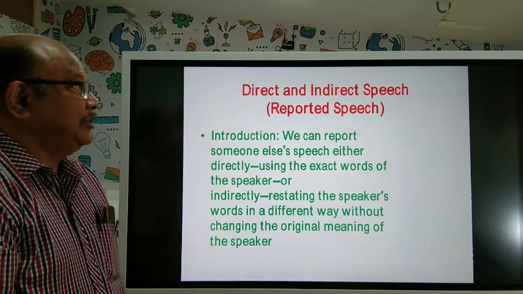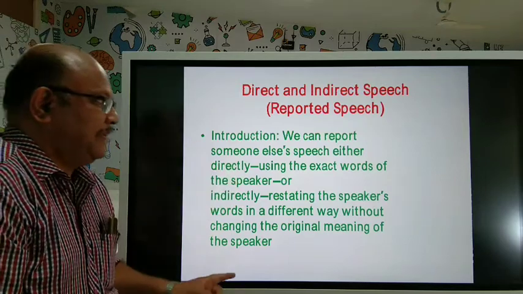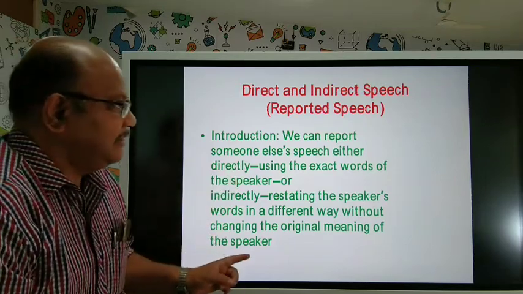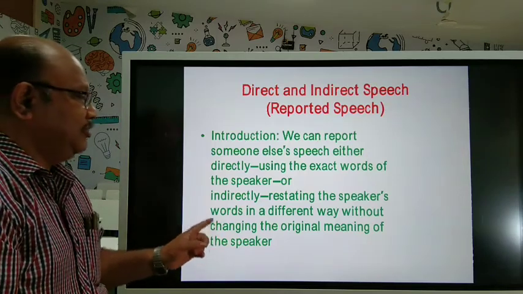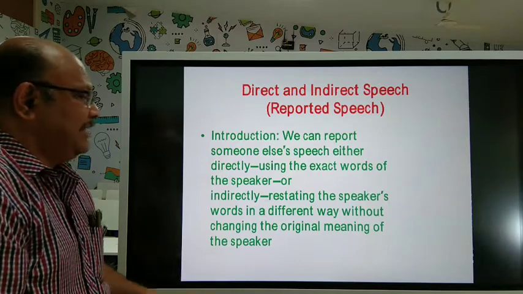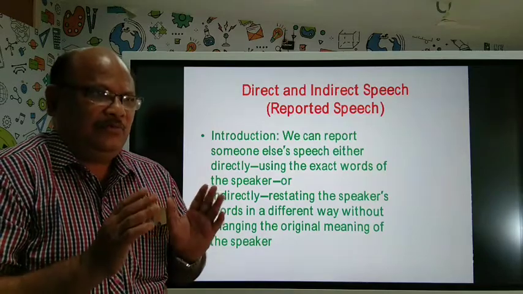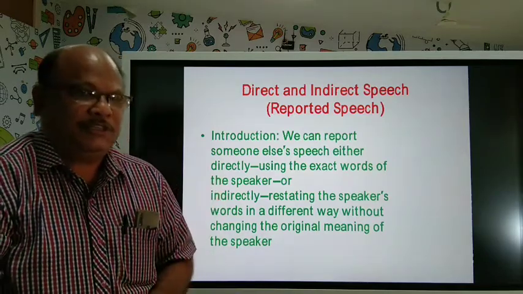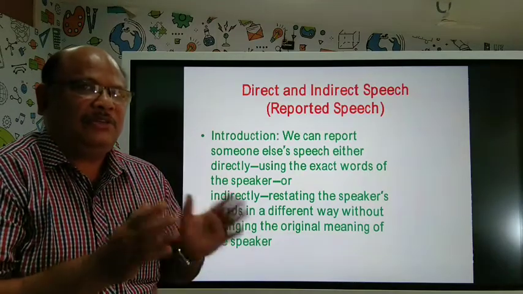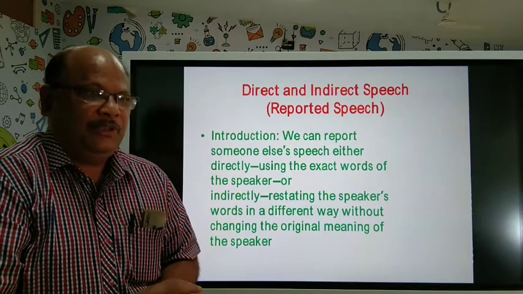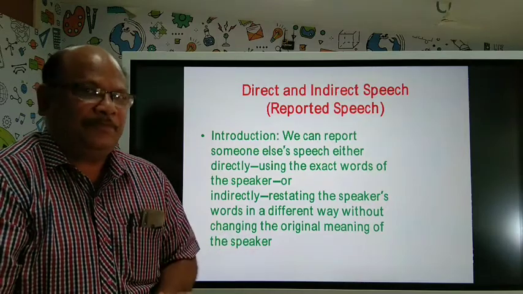Here, direct and indirect speech, reported speech. We can report someone's speech either directly using the exact words of the speaker, or indirectly restating the speaker's words in a different way without changing the original meaning of the speaker. What is a direct speech? Direct speech is where a person's own words are used. We report a person's speech using his own original words.